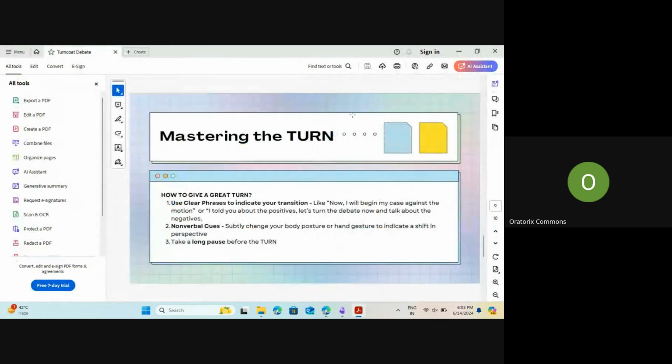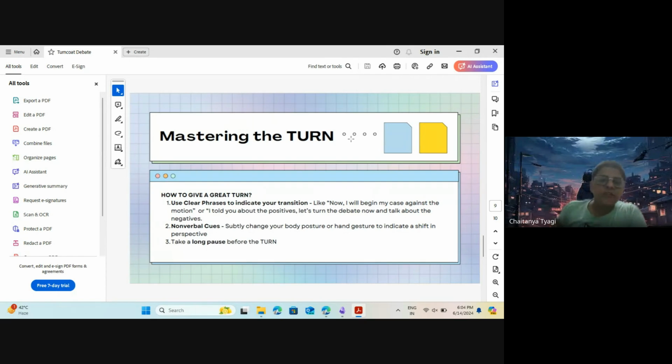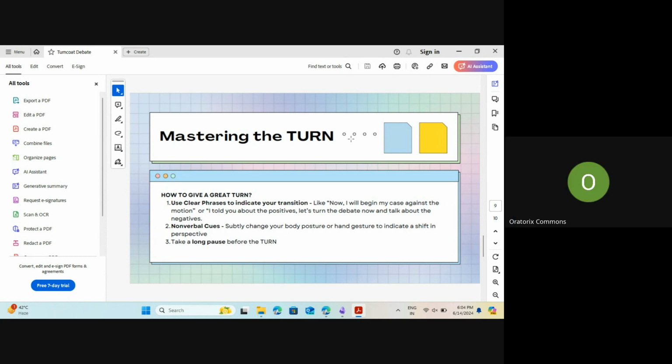Okay, so that is what we mean by non-verbal cues. And third is a very simple one: you can take a long pause before the turn. I think there was some fourth thing as well, which I am not able to remember right now. Sir, how many seconds or minutes do we have to pause for? Just a second, beta, just a second.